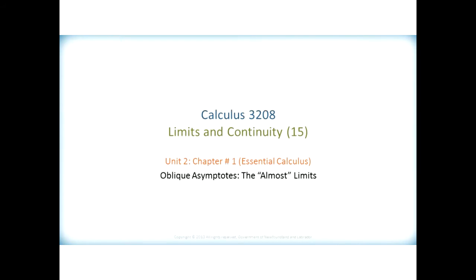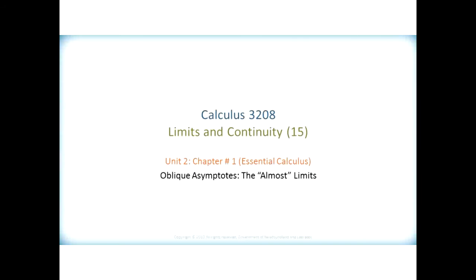And we're still looking at limits and continuity, but this, I believe, is the last section on limits and continuity. So our installment number 15 now. We're going to look at oblique asymptotes that we can find by looking at what we call the almost limit of rational functions that sometimes occurs.